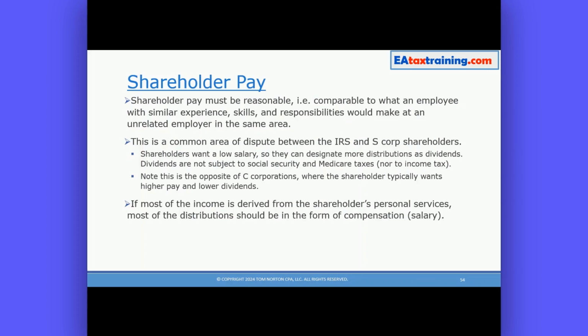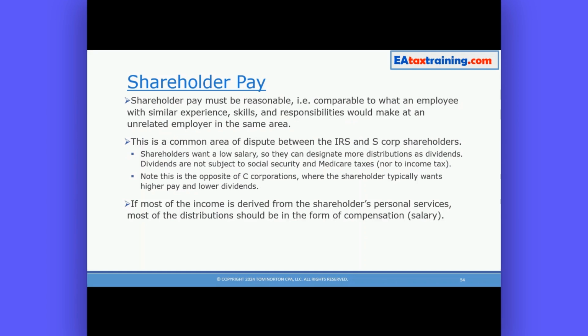Shareholder pay has to be reasonable. You'll remember that we had a similar concept when we talked about C corps. In other words, it has to be comparable to what an employee with similar experience, skills, and responsibilities would make at an unrelated employer in the same area. This is a common area of dispute between the IRS and the S corp shareholders.